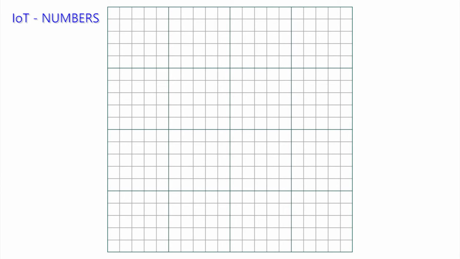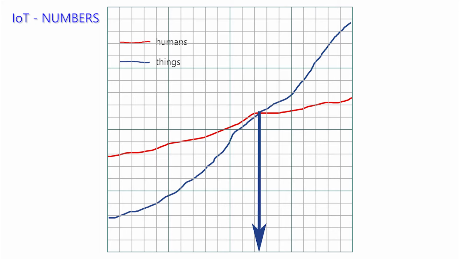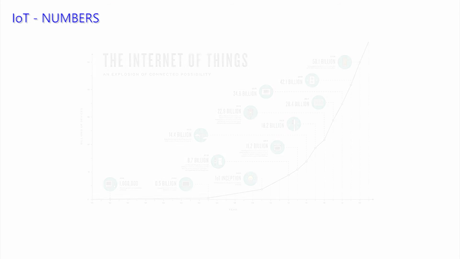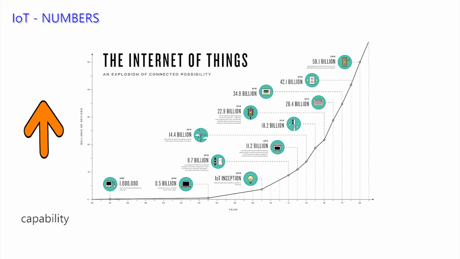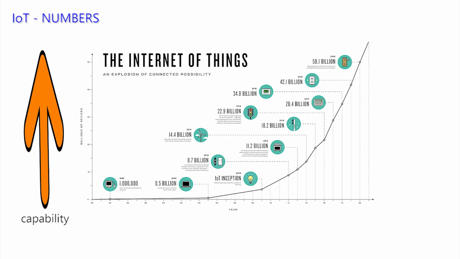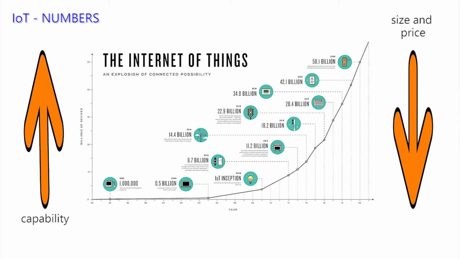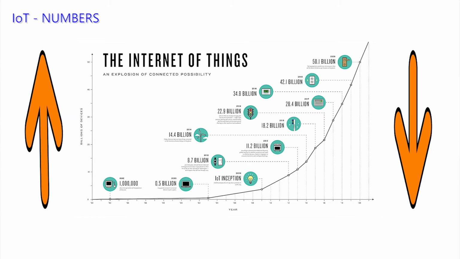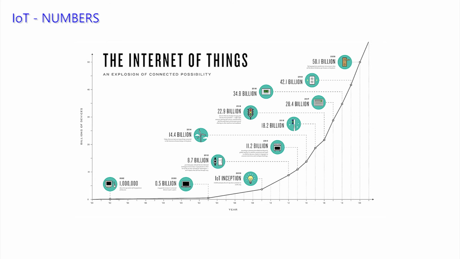Things may be anywhere and have been around for a long time. It's estimated that the crossing point where there were more things connected to the Internet than humans was way back in 2008. The projected explosion in the number of things is due to the rapidly increasing capability of things coupled to their equally rapidly falling size and price. We have yet to see whether these forecasts are achieved, but what is obvious is that the trend towards the thing-filled world has been well established already.